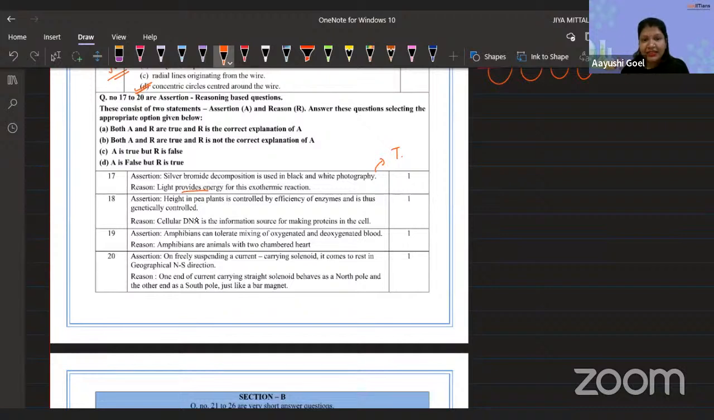And this is an exothermic reaction. In an exothermic reaction, energy is released, not given. So this is false. So the correct answer is C. A is true, B is false. Is it clear? Yes, that is an endothermic reaction, not an exothermic reaction.